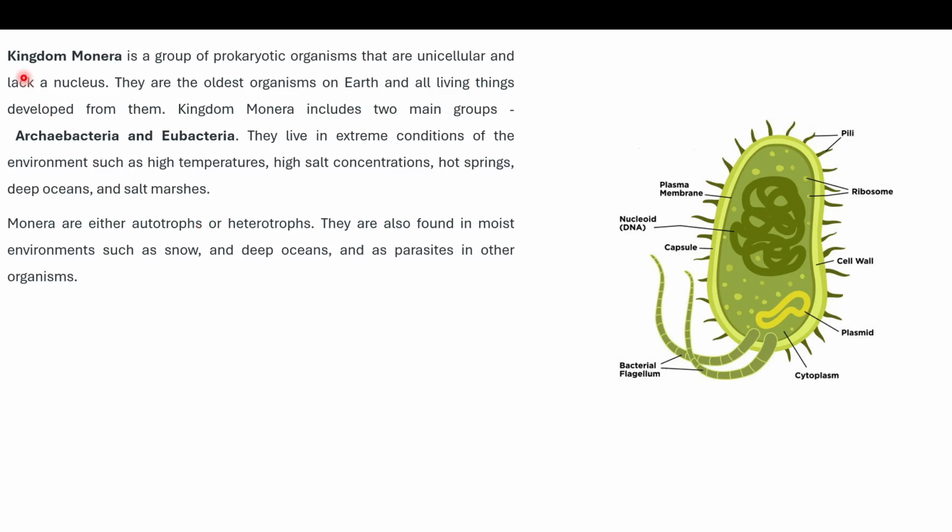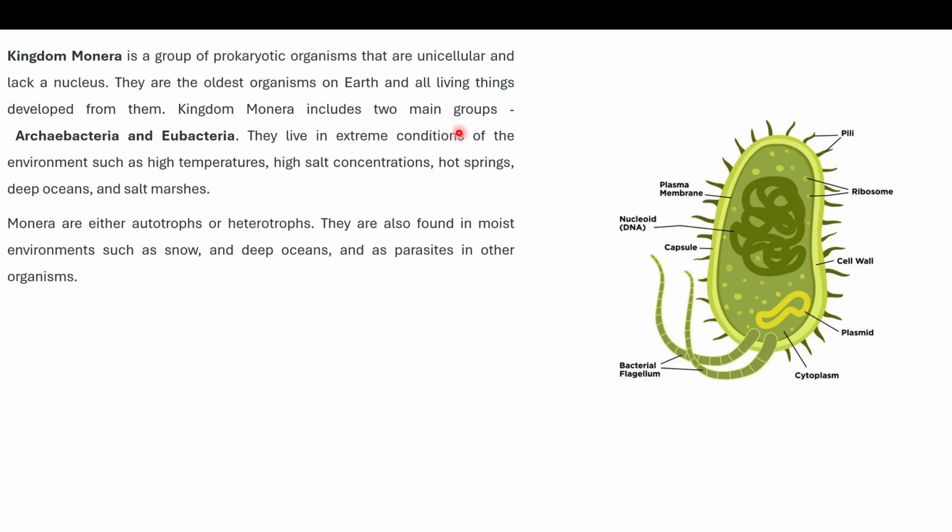Okay. Now, when we talk about kingdom Monera, it is a group of prokaryotic organisms that are unicellular and lack a nucleus. Moreover, the genetic material is kind of distributed, and in this case it's known as nucleoid. It doesn't have a defined boundary. And monerans are the oldest organisms on earth, and all living things have developed from them. Kingdom Monera includes two main groups: Archaebacteria and Eubacteria. Archaea are the older ones, Eu are comparatively recent ones.